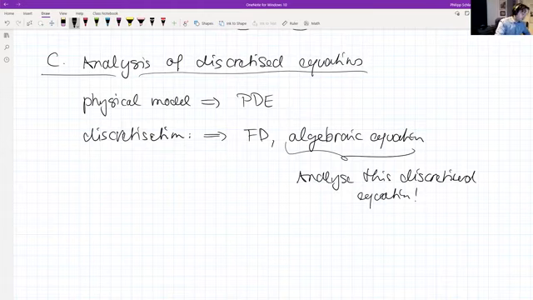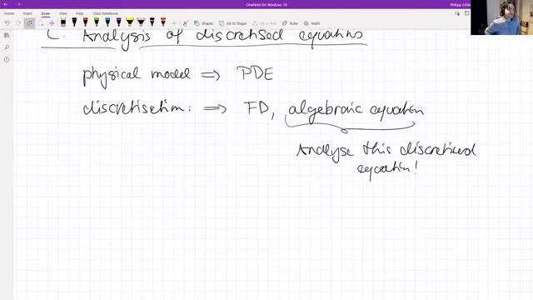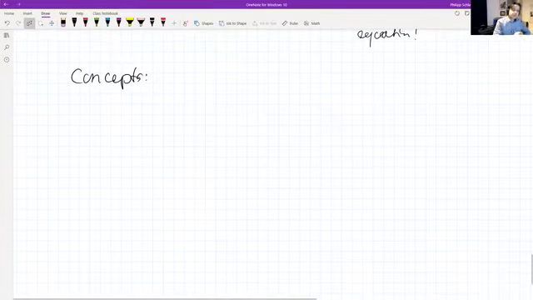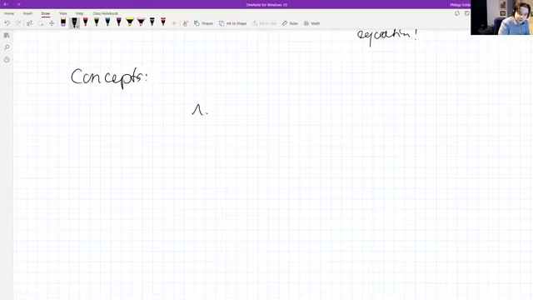Okay, in order to do that, we actually need to introduce a few concepts, and we will do that during the next 2 hours, let's say. And the following concepts are important for this. First of all, and that's the next chapter that we will look at in more detail, we need to look at the concept of convergence.